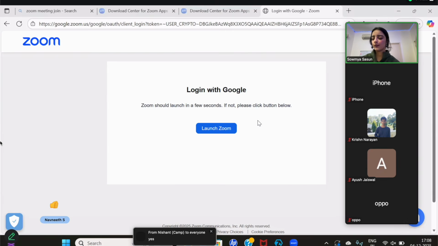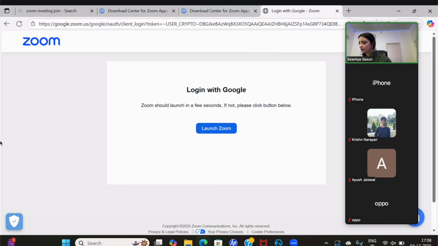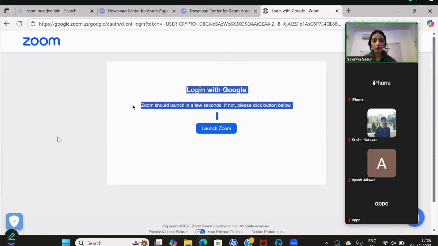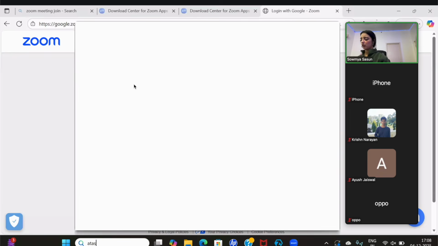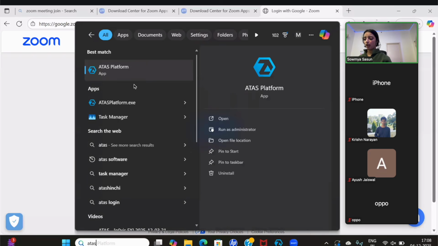Okay, so I've connected my other laptop. Now I'll take you guys through Atas, which is the order flow software which we will be using. I'll also share the link of the Atas software towards the end of the meeting, so don't worry about that. I'll just go on my Atas. So I've installed Atas on my laptop.